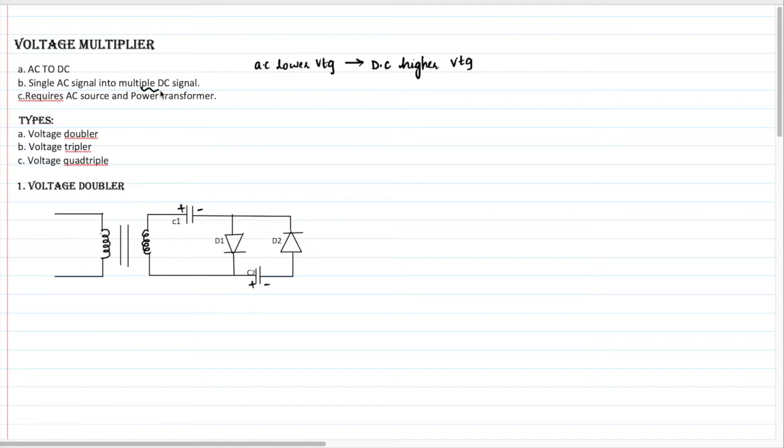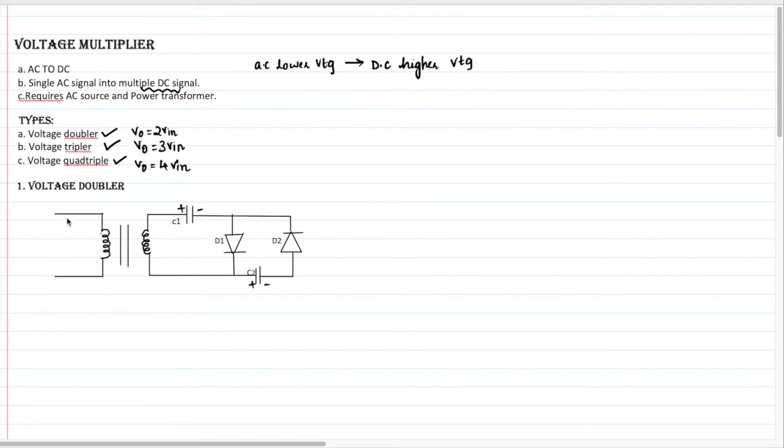Here I have mentioned multiple DC signal. What is this multiple DC signal? It means you will get an output voltage double the input voltage, triple, or 4 times. If you are using a voltage doubler, you will get an output voltage twice the input voltage. If you are using a tripler, your output will be 3 times. If you are using a quadrupler, your output will be 4 times. So you will get an output voltage as many times the input voltage. All you need is an AC source and a power transformer.